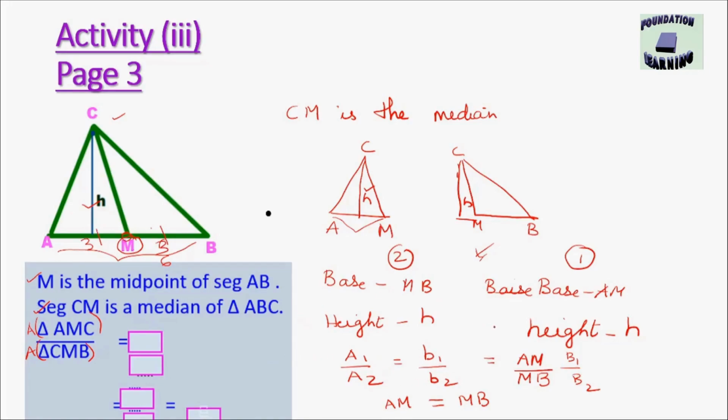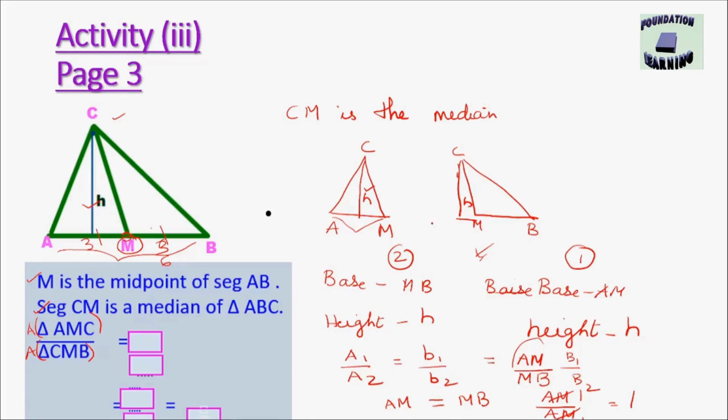So you can write AM upon AM, instead of writing AM upon MB, because AM and MB are the same, right? So what do we write? We write AM upon AM. Now what happens? AM upon AM, AM ones are AM, AM ones are AM, that is 1 upon 1, which is 1.